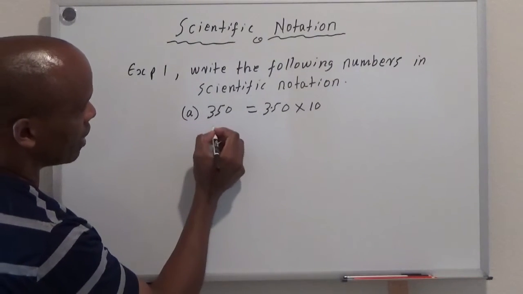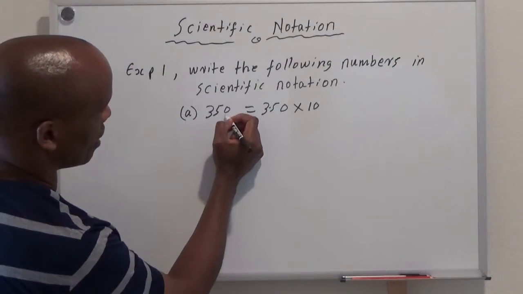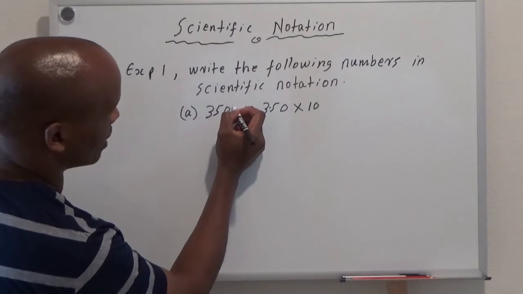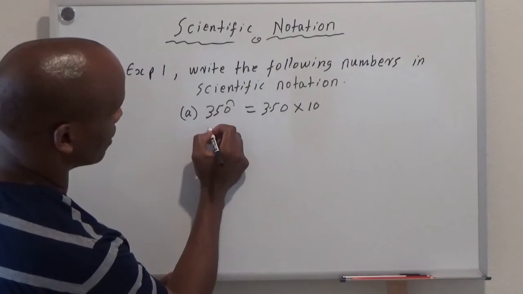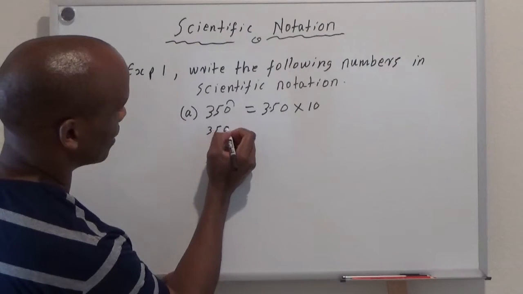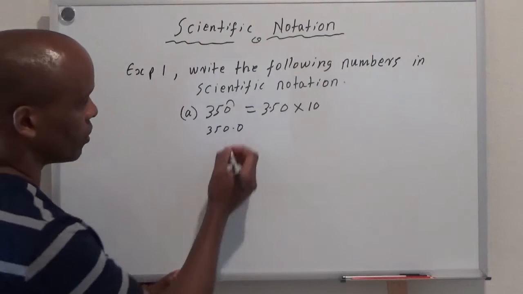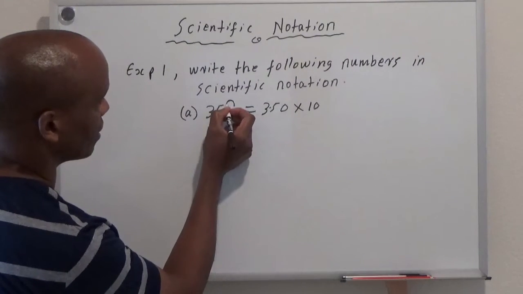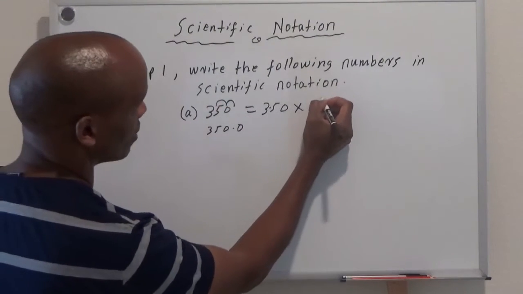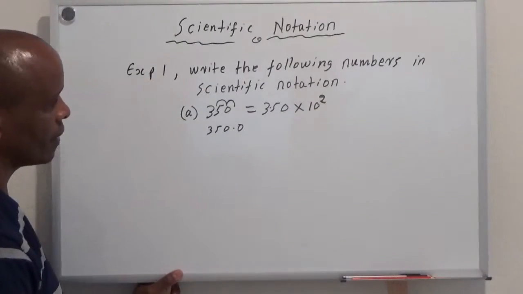Now you have to count your power. So I'll count from this side, because the point is here. This is 350. You can write 350.0, it's just the same. So the point is here. How many decimal places am I going to move? 1, 2. So here is 2. Right?